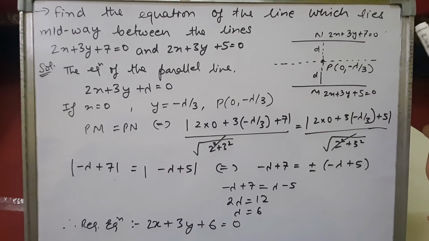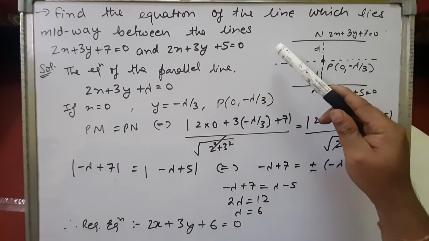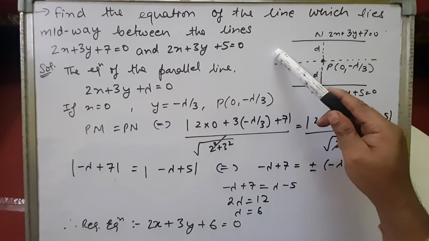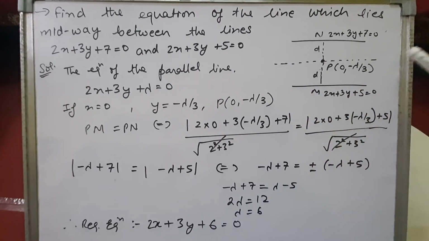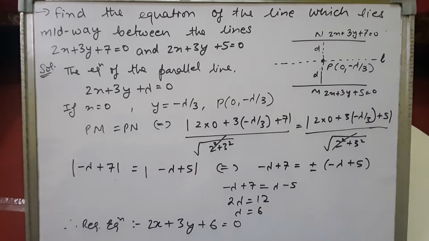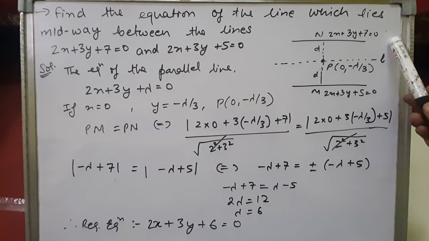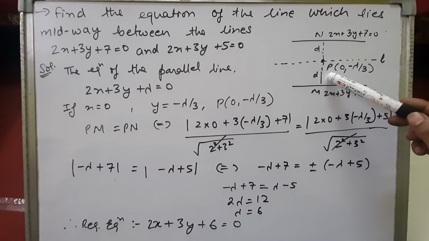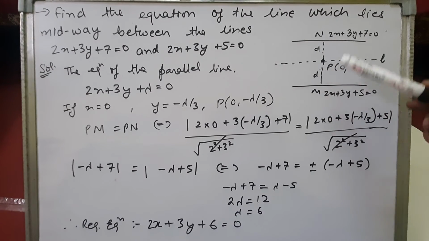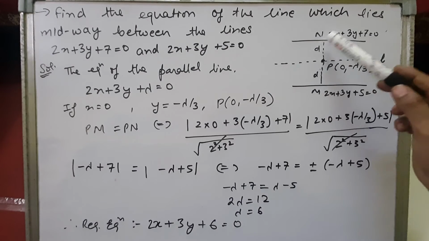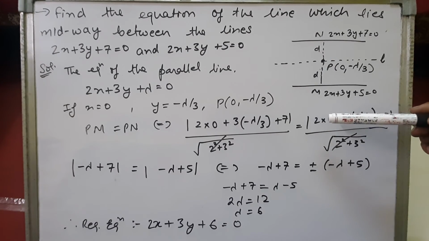Find the equation of the line which lies midway between the lines 2x + 3y + 7 = 0 and 2x + 3y + 5 = 0. Then let's assume this is the line L, which is midway between the lines 2x + 3y + 7 = 0 and 2x + 3y + 5 = 0. If any point P lies on this line, and we draw perpendicular from this point to the given parallel lines, the length of the perpendicular will be the same, say small d. So we can say that PM and PN will be the same, right?